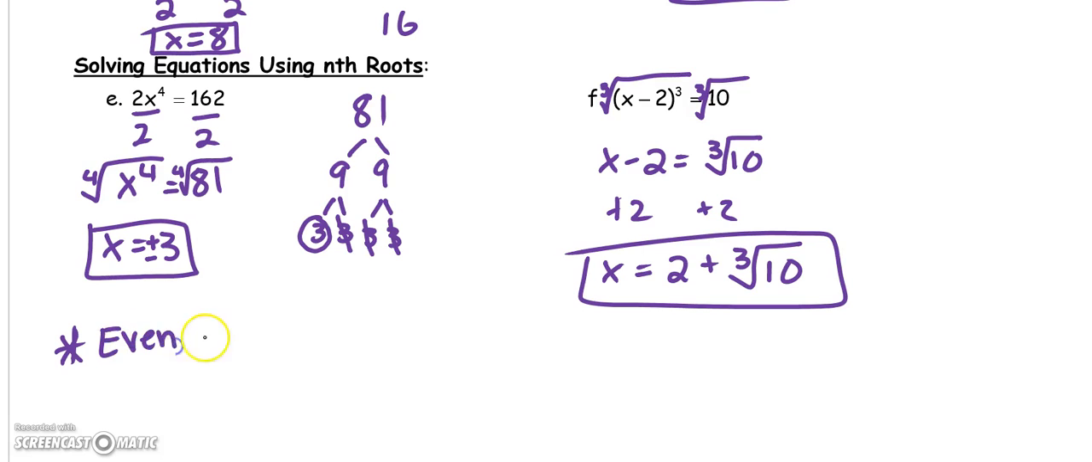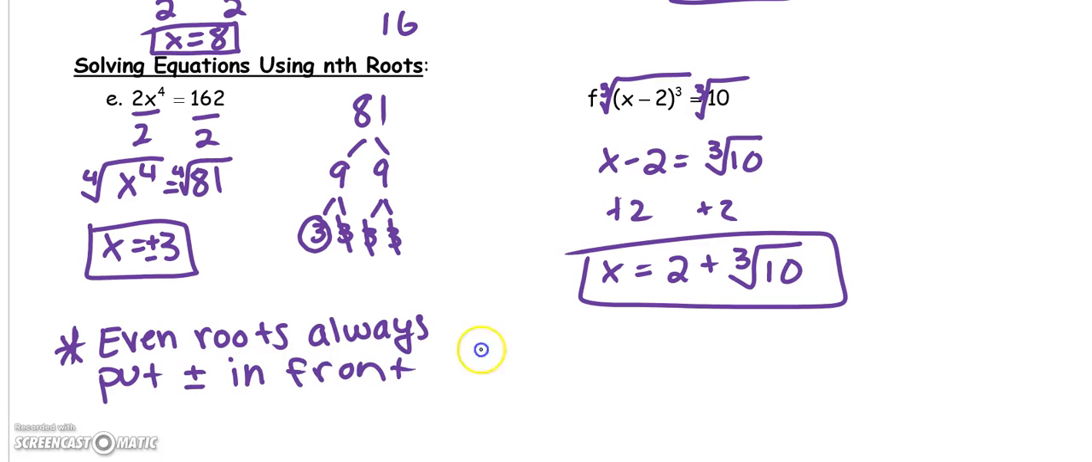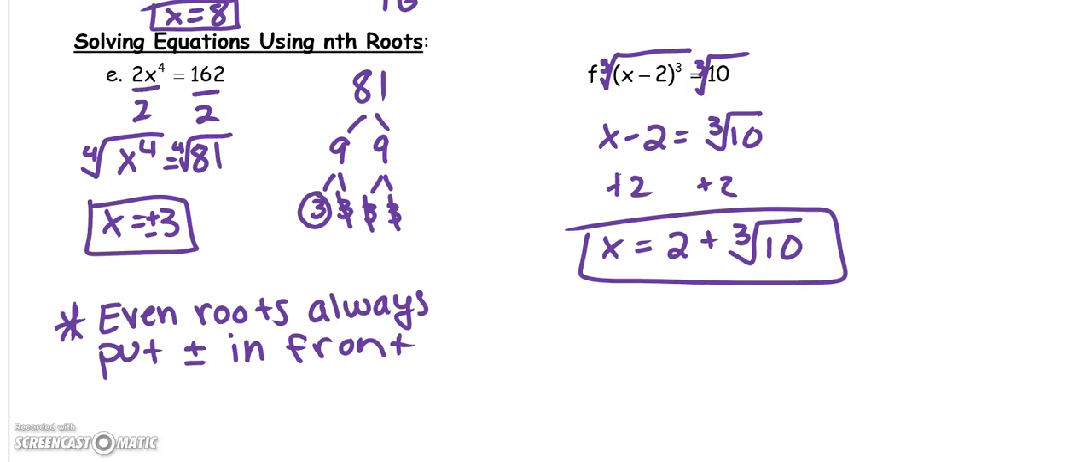Even roots, which we've learned before because we did that way back at the beginning of the semester when we took square roots, we would always put a plus or minus in front. The same rule applies if you take a 4th root or a 6th root or an 8th root, etc. So even roots, always put plus or minus in front. We don't have to do that for the second one because 3 is an odd number, so that's an odd root. So I just wanted to mention that.